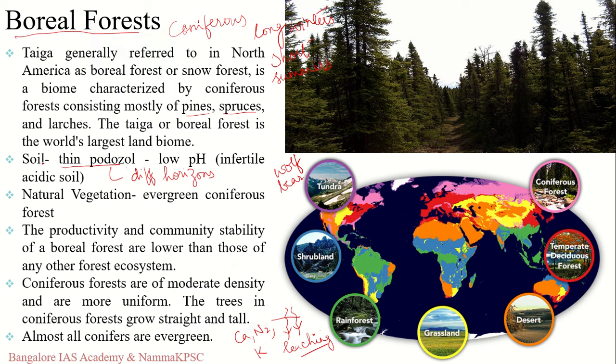Also, please do make a note, the productivity and the community stability of a boreal forest is actually lower than most of the other forest ecosystems. They are not very fertile, they are not very productive either. However, these forests are also evergreen because of the climatic conditions. Now, they don't have a very high metabolic rate. Once they do have leaves, these leaves will be retained for a very long time. So, unlike other deciduous forests, they don't shed their leaves because the metabolic rate is very low. They have to conserve all the energy. Therefore, these forests are also evergreen forests.